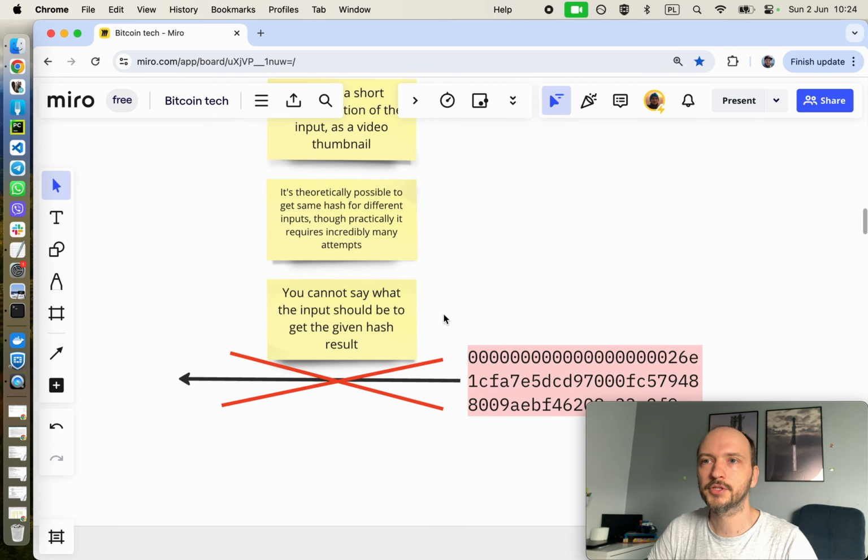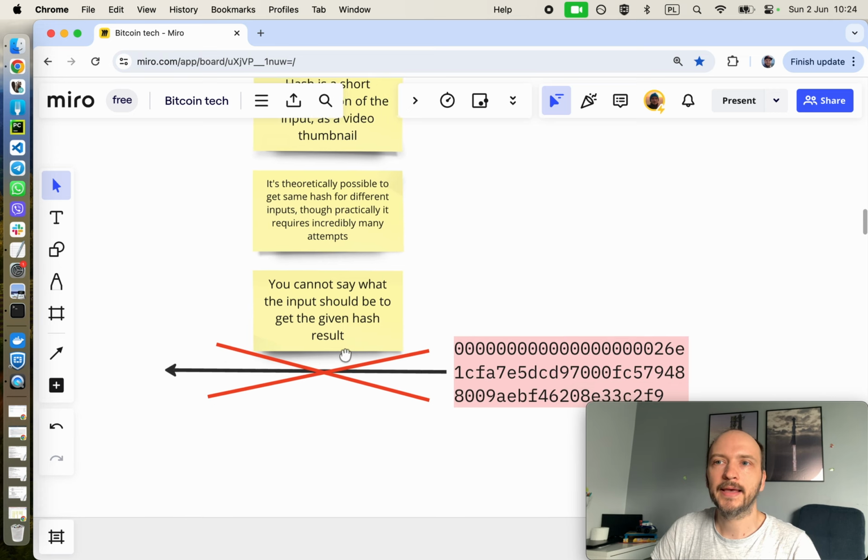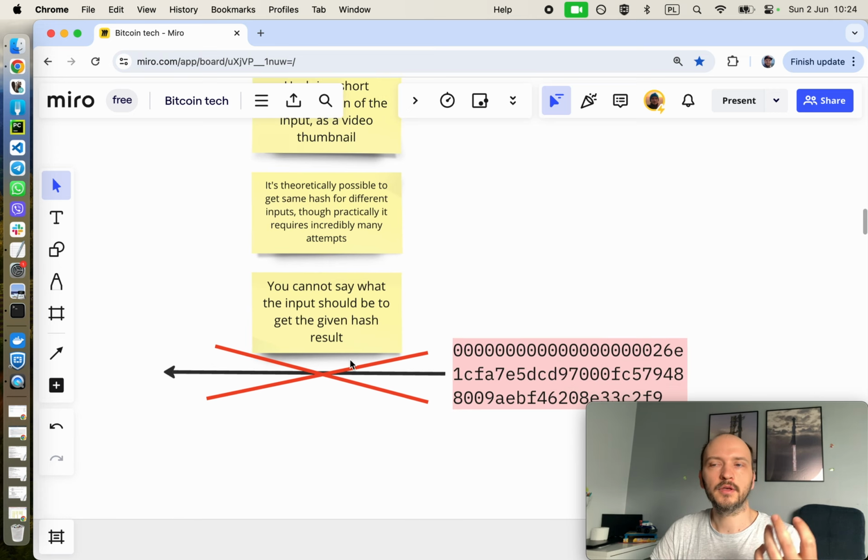And the very important property of the hash is that you cannot say what the input should be to get the hash of the target look. It's not impossible, but the hash algorithm is mixed and confused inside, so that you cannot understand how to modify the input to get the required output. So you cannot restore the input looking at the output, and you cannot control the output. It's just a kind of random, but it's determined by the input.